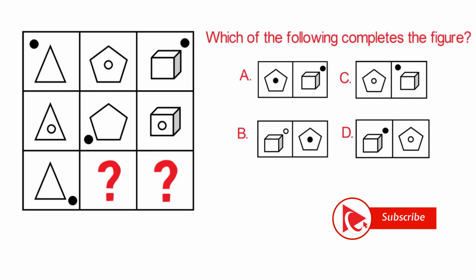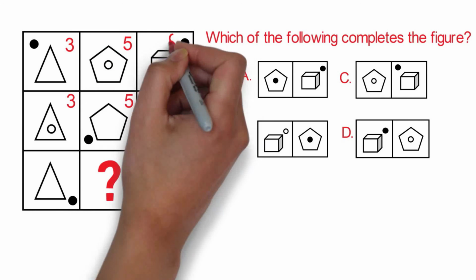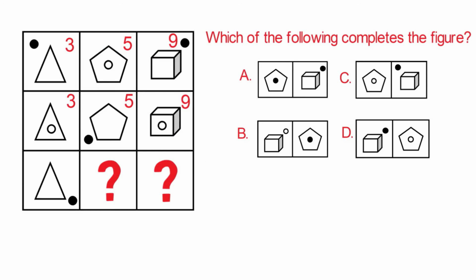The first pattern is that the shapes' lines are in order 3, 6, and 9 lines. Let me clarify. Triangle has 3 lines, pentagon has 5 lines, and cube has 9 lines. Second pattern is that the small circle inside the shape alternately rotates from being inside the shape to being outside of the shape. And then the last but not the least pattern is that the black circle outside of the shape also changes its location.